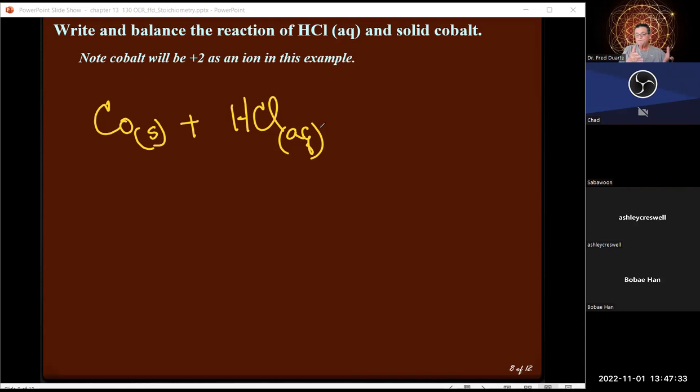Which will help you to identify what the products will be. Anybody have any idea? I'll give you another hint. Activity series. Does that help?